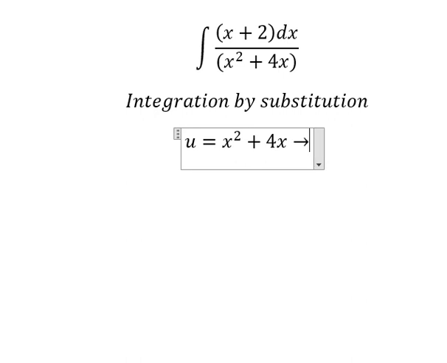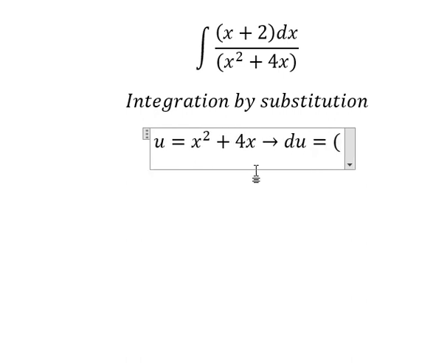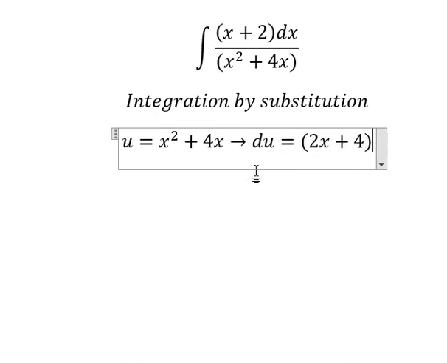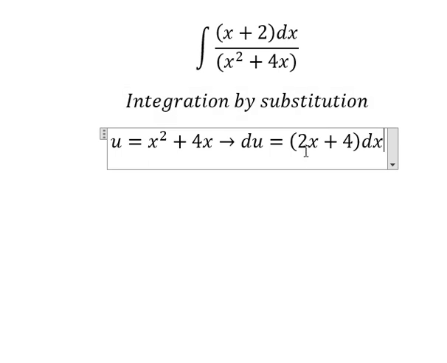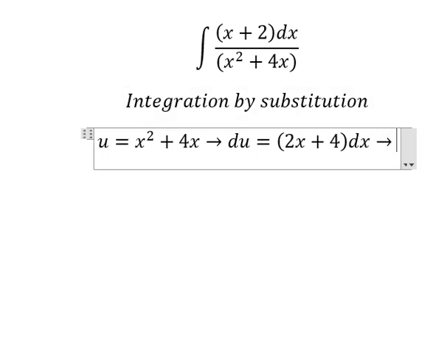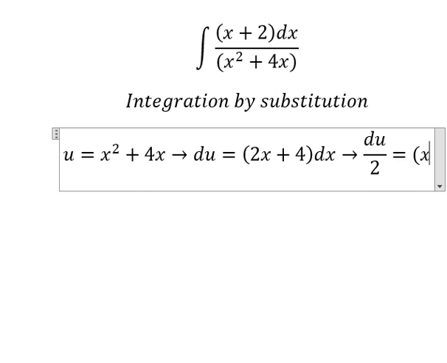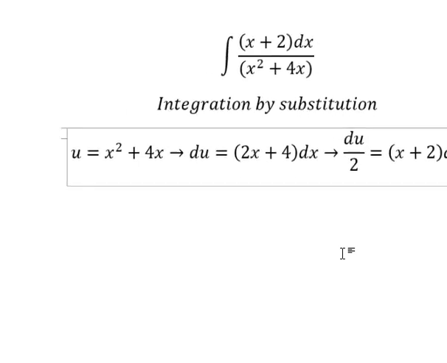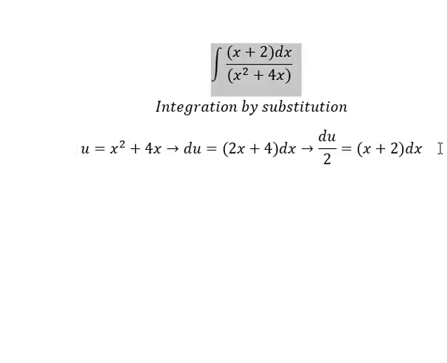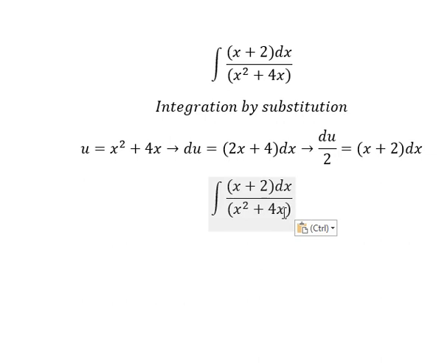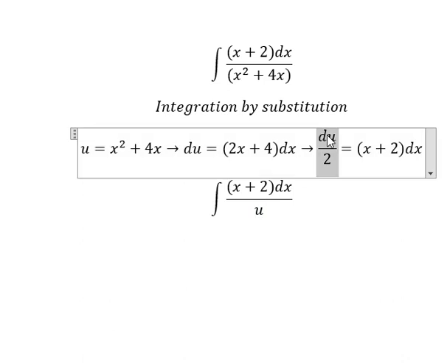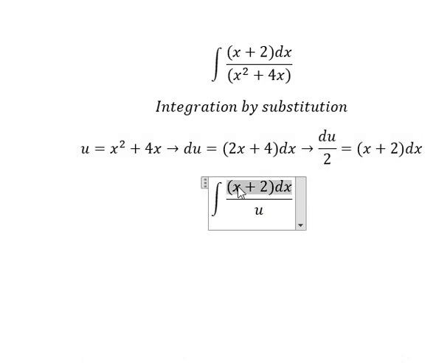So we do the first derivative for both sides. We have (2x + 4)dx. So the next one, we need to divide both sides by the number 2. So we have (x + 2)dx. This one in here, we change for u. (x + 2)dx, we change for du over 2.